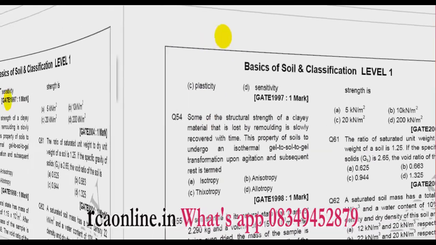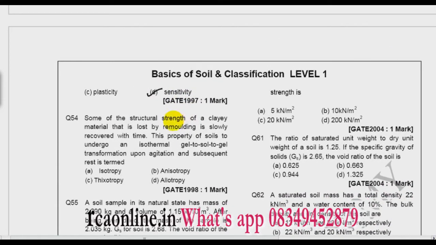So the right answer is, some of the structure strength of a clay material that is lost by remolding is slowly recovered with time. This property of soil to undergo an isothermal gel to sol to gel transformation upon agitation and subsequent rest is termed.